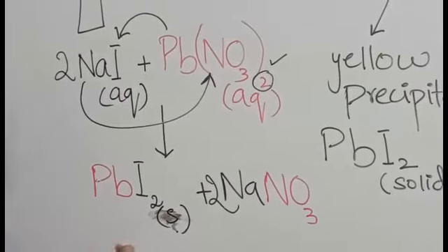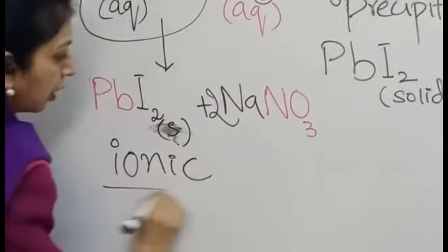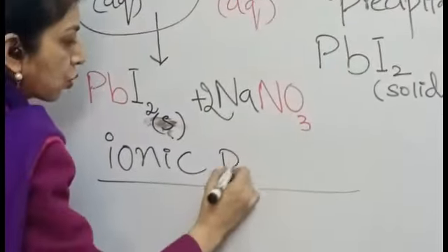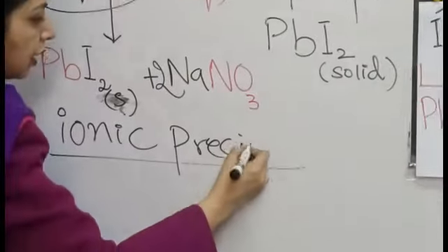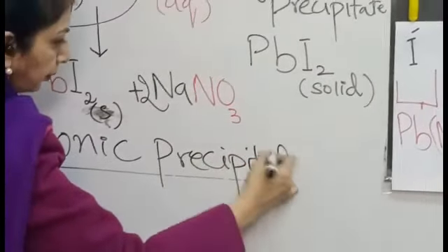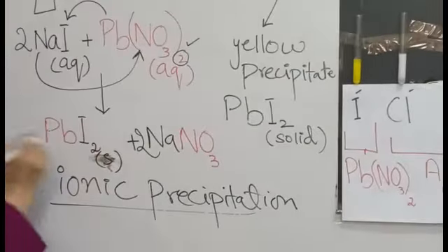This reaction is called ionic precipitation. This whole equation, this reaction which I have in this test tube, is called ionic precipitation. These ions precipitate out: lead ion and iodide.